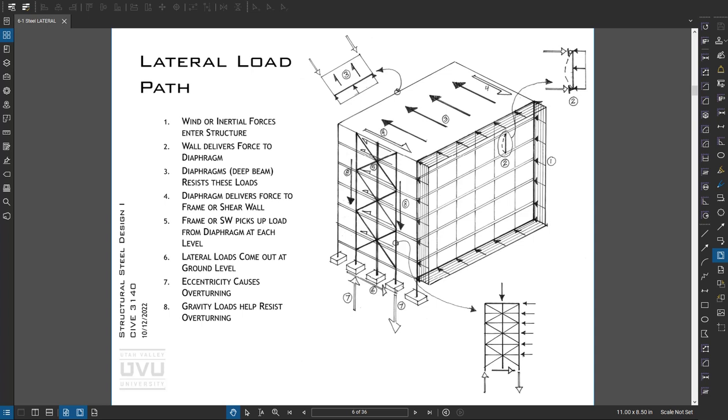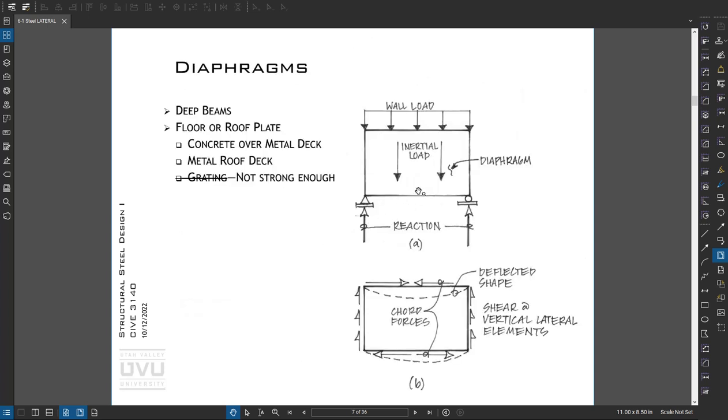Okay, when it comes to diaphragm design, we want to look at diaphragms as deep beams. So if we're looking at a floor in plan view, which is what these images are, we have some kind of wall load or inertial load that creates forces in our diaphragm which are resisted and create reactions into shear walls or brace frames or moment frames. Those forces create tension and compression in our diaphragm just like they do in a beam, and then shears.